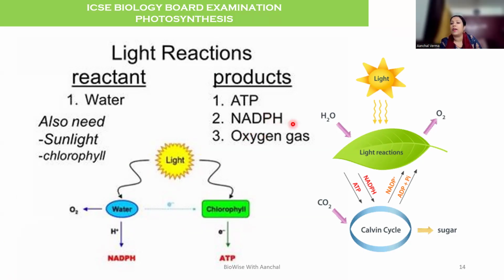NADPH: hydrogen ions released during the process of photolysis of water are used to reduce NADP to form NADPH, which is again utilized in the dark reaction during the process of Calvin cycle, in one of the steps of Calvin cycle. And oxygen gas is released as a byproduct.